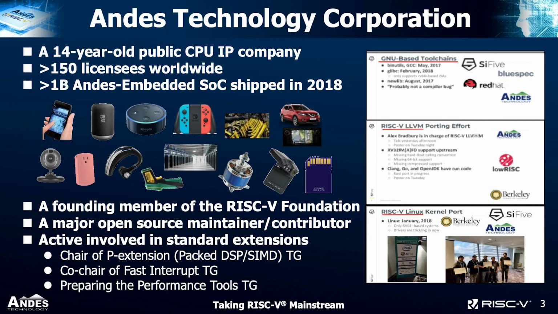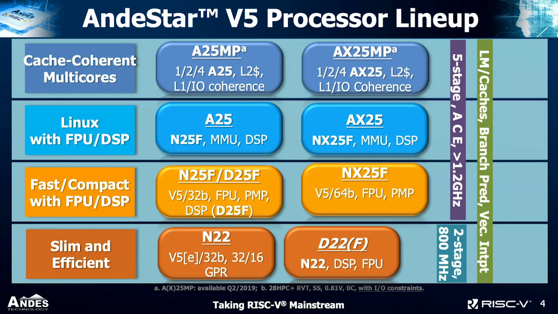So this one you already saw this morning. So I'll go through this. From the bottom, we have a slim and efficient core, a two-stage pipeline, that can run up to 800 megahertz at 28 nanometer process, and it's basically a very efficient one. And we implement V5 and V5E, which is 32 or 16 registers. And we are also working with a partner for DSP extension and floating point as well.